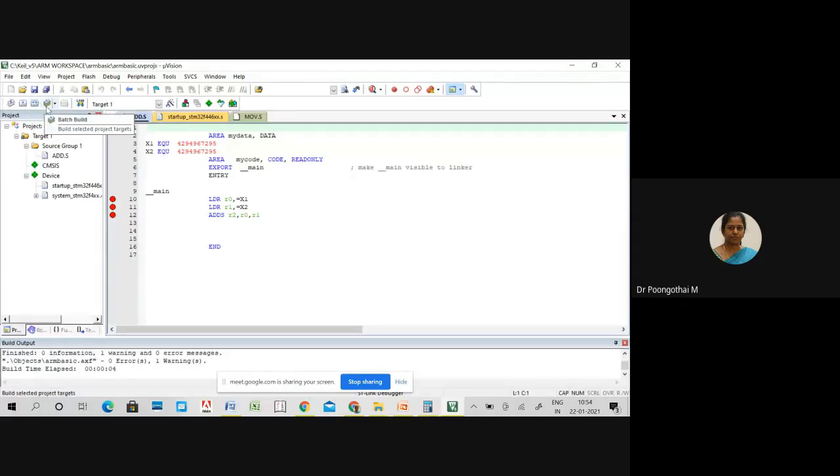Next, I am going to download this program into my hardware. For that, you have to click this option, that is the download option, that is, download the code to flash memory. Okay. So here you can see the programming is done. That is, your code is successfully downloaded into the hardware board. Okay. That is the targeted hardware.